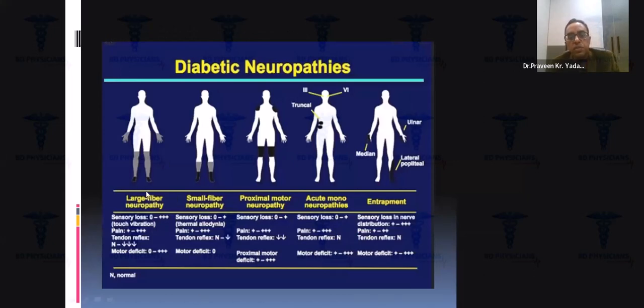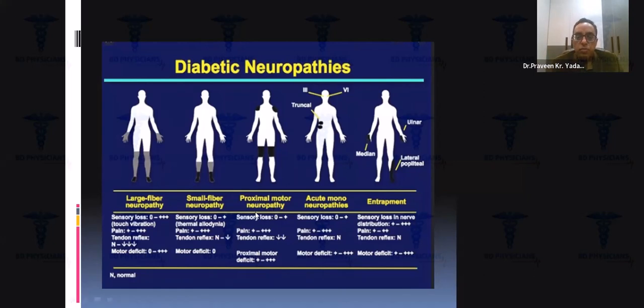The neuropathies in the diabetic patient can be a typical large fiber neuropathy, which I have mentioned: sensory ataxia, ankle jerk loss, distal weakness, distal sensory loss. So that is the typical diabetic neuropathy. It can be a small fiber neuropathy also. All examinations are normal, only some pain and temperature loss and severe pain in the patients. The rest of the findings are not there. So that's a small fiber neuropathy.